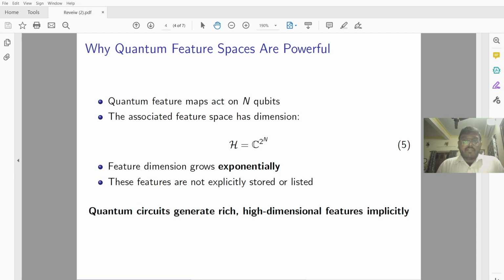So why are quantum feature spaces powerful? This is where quantum computing becomes interesting. Suppose we encode data into a quantum circuit acting on n qubits, and the corresponding feature space is the quantum Hilbert space, a complex space whose dimension is 2 to the power n.